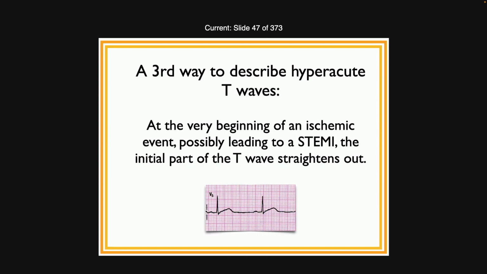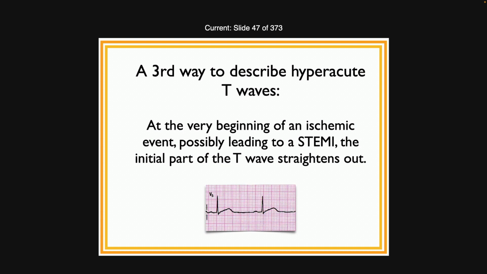Okay, so we've now got our first version, our second version, here's our third version. Now remember, these are kind of informal definitions, just because nobody's really codified it, but they're useful to know. This one is, I'm going to say, the squirreliest because it depends on things changing and we don't always see things changing. But if you know this and are looking for it, it's very useful. At the very beginning of an ischemic event, possibly leading to a STEMI, the initial part of the T wave straightens out, okay?